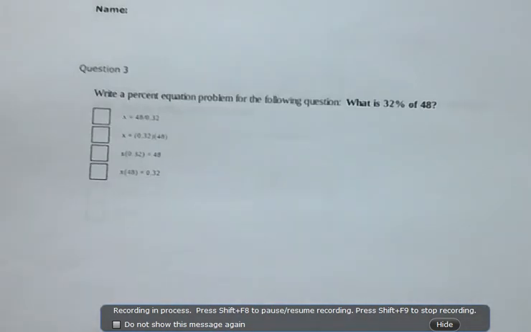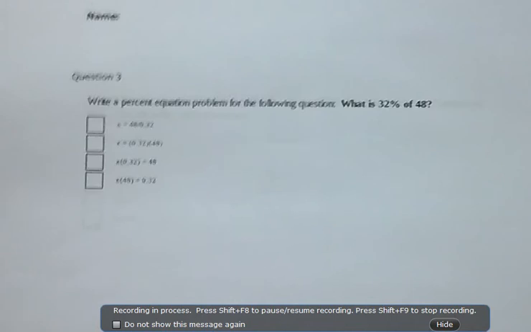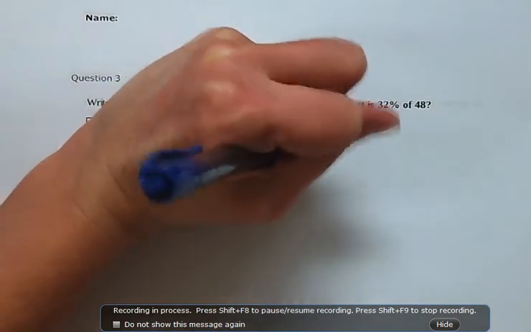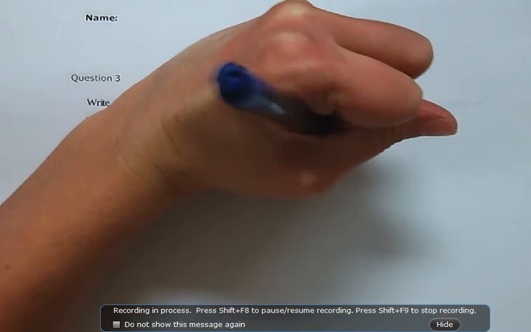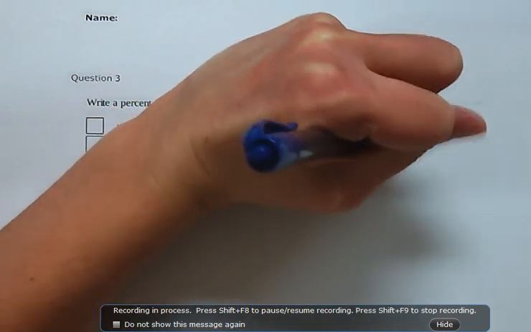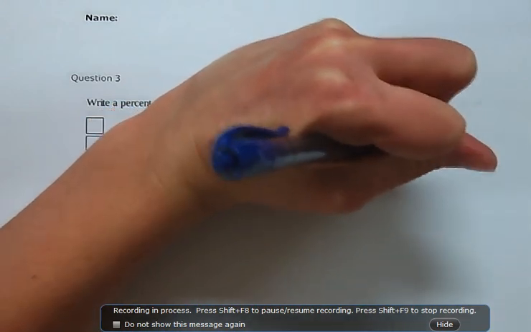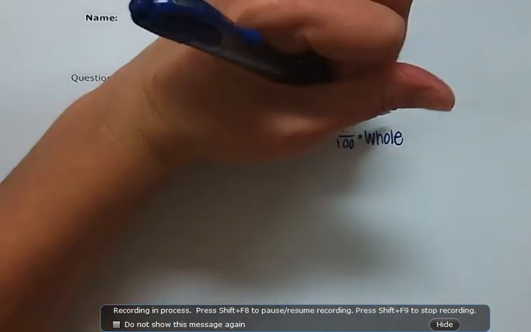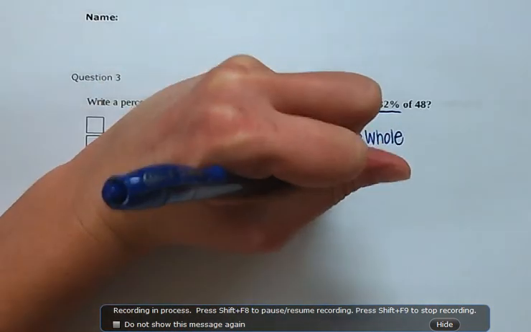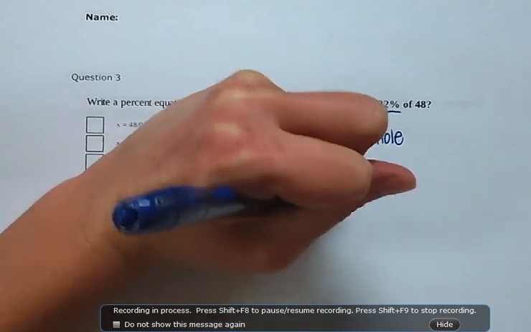Question number 3 says, write a percent equation problem for the following question. What is 32% of 48? When we have a percent problem, we know that our formula for percent is part equals percent over 100 times the whole. When I look at the information that's given to me, first I see that I have a percent. I know that's what's going to go over 100. So I'm going to have 32 over 100.